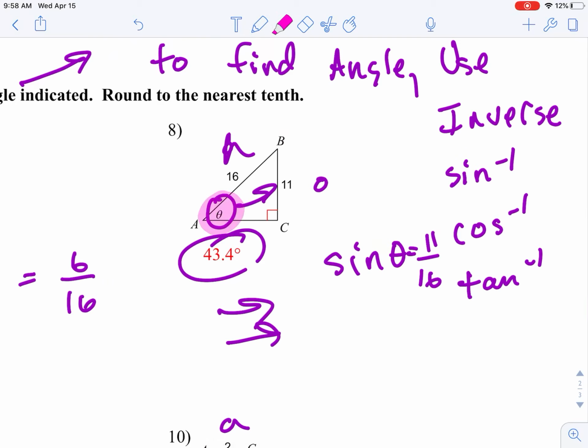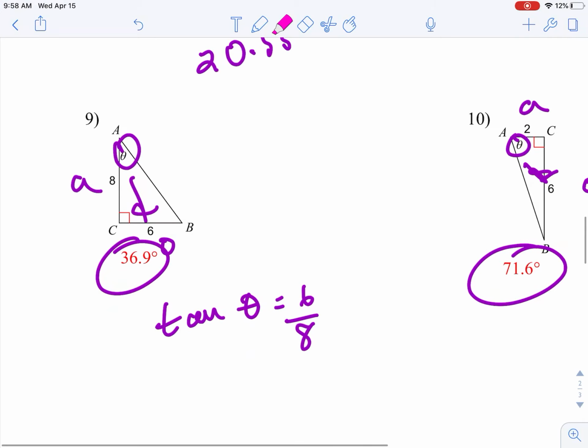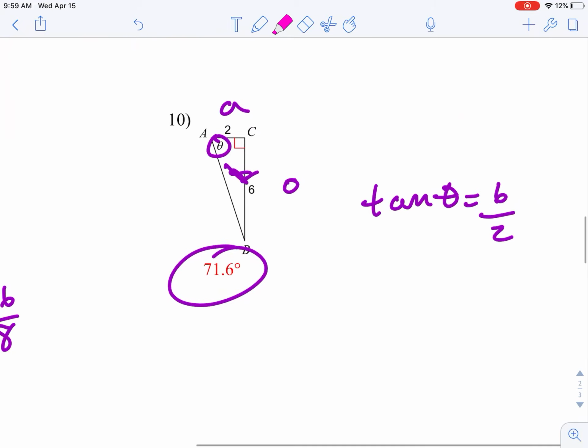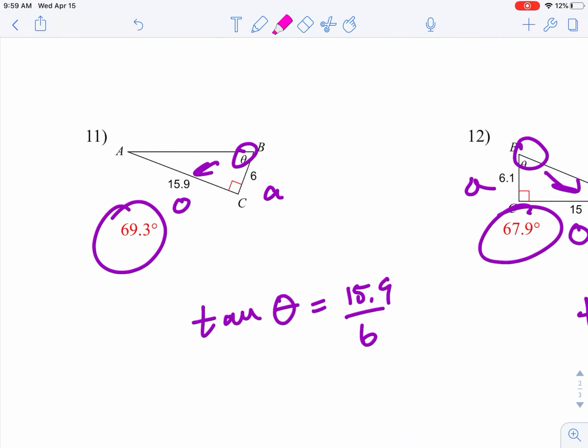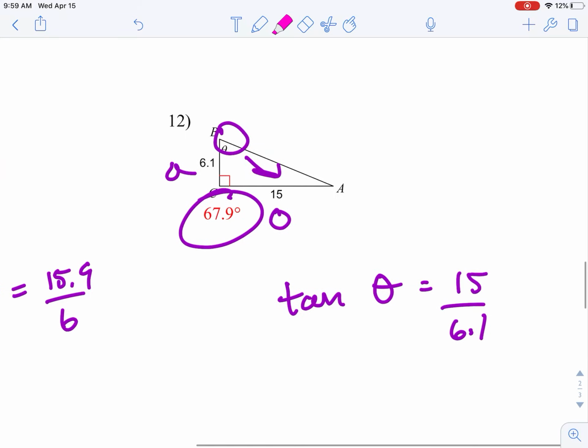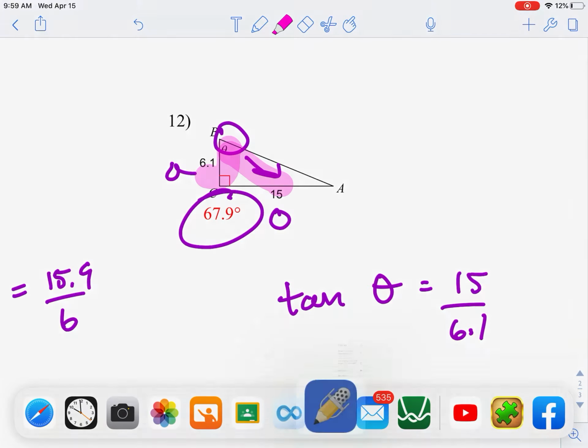So here's what we'll kind of focus on. From the theta, opposite over hypotenuse, so 11 over 16, sine, all right? And then you use the inverse, okay? 9, opposite over adjacent, 6 divided by 8, use the inverse. 10, opposite over adjacent, tangent, 6 divided by 2, use the inverse, okay? 11, opposite over adjacent, tangent, use the inverse. Opposite over adjacent, tangent, use the inverse. Don't be surprised that there's a ton of tangents.